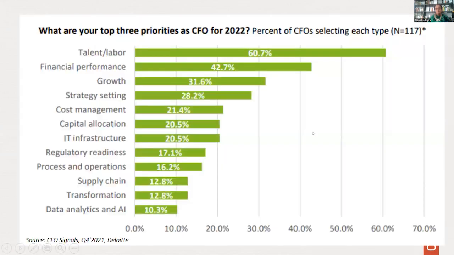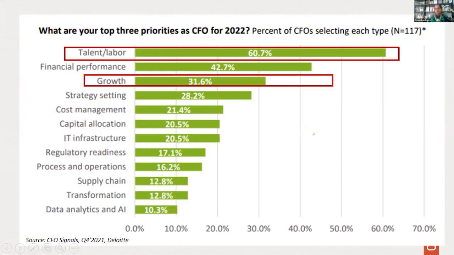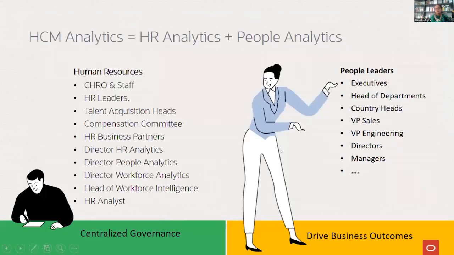Even this survey from Deloitte talks about the importance of talent and labor and growth. So no matter which leader we talk to, the head of sales, head of engineering, finance, CFO, CXO, CHRO, we are seeing a high increase in interest in understanding people and people decisions. Here are a few titles within our customer base who are using people analytics, not just for HR leaders, but also for people leaders.